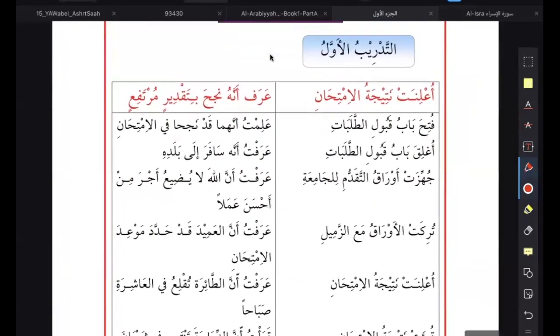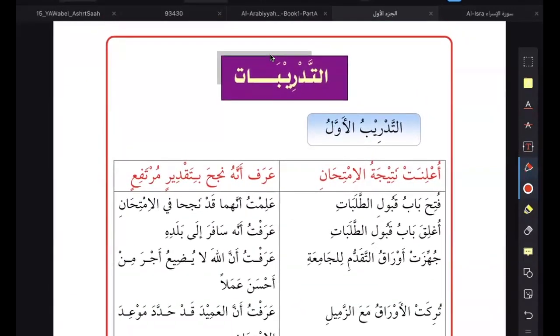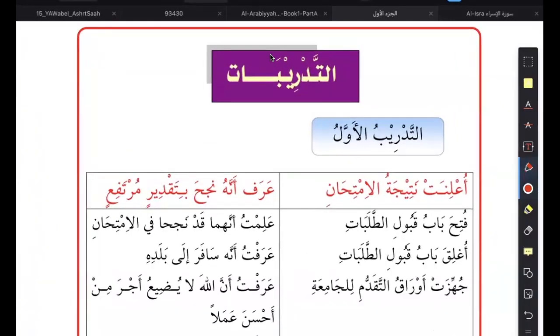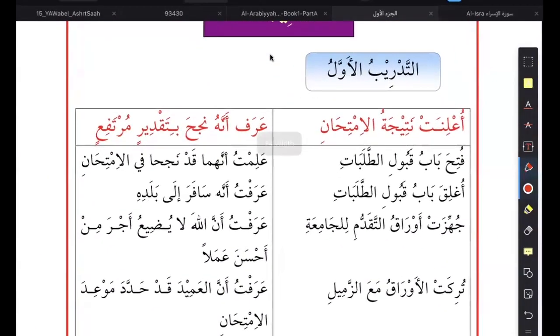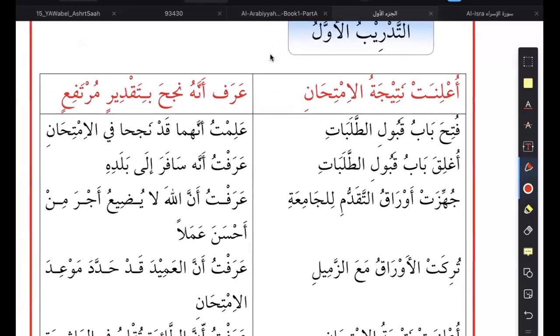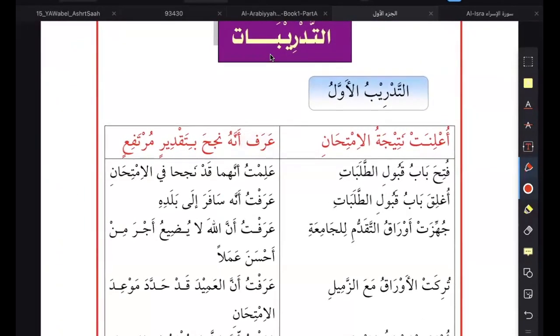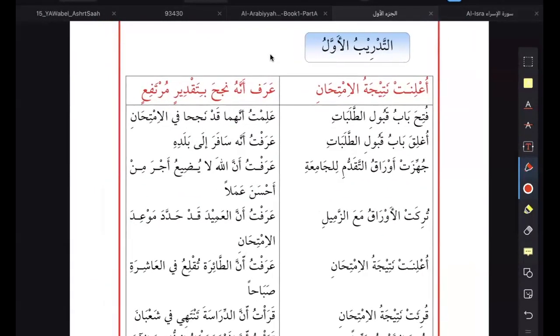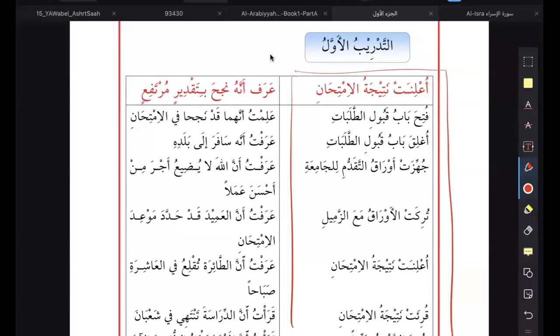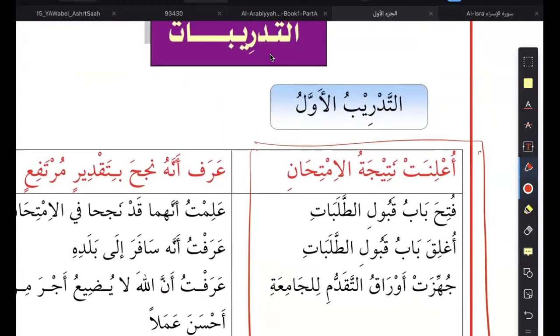So here we have first تدريب التدريب الأول. It says أعلنت نتيجة الامتحان. So now this is where I'm going to spend a little bit of time explaining مبني للمجهول, the passive form, because as you can see, this chart here, all of them are passive.